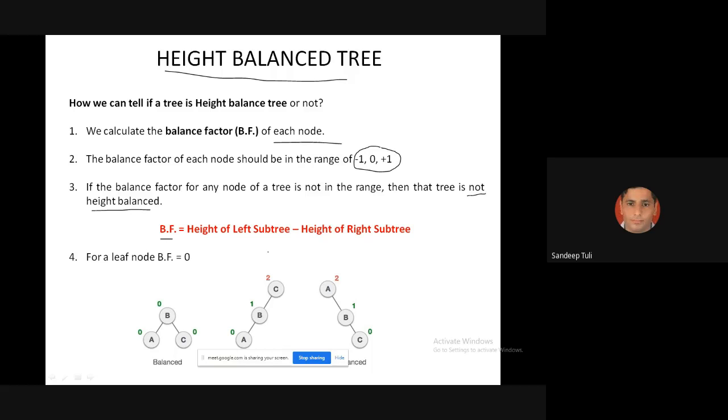We will find the heights of both subtrees for that particular node, and then we will calculate its balance factor with the help of the difference between these two. If this balance factor value is equal to -1 or 0 or +1, then it is known as a height balanced tree. Otherwise the tree will not be a height balanced tree. Okay, now look at that tree. Look at the first example in the slide.